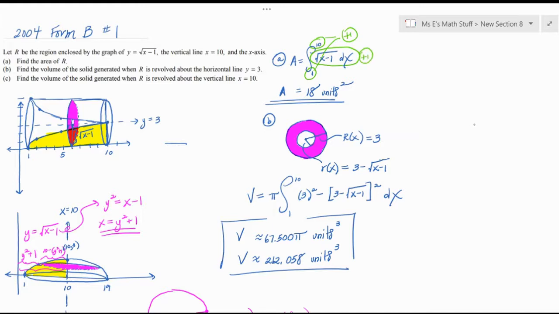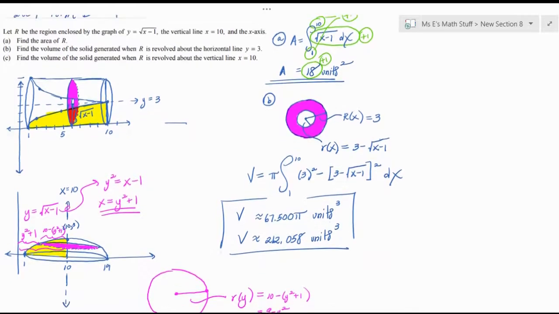And then 1 point for getting the correct answer. And your final answer has to be accurate to the thousands place. So you could either write 18 or you could have written 18.000. In the math world, we all know that's the same thing. Okay, so that's the 3 points for part A.